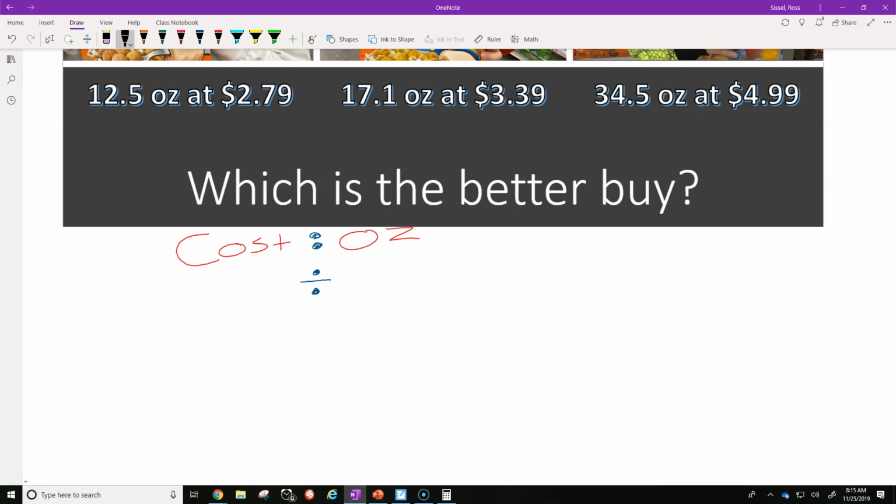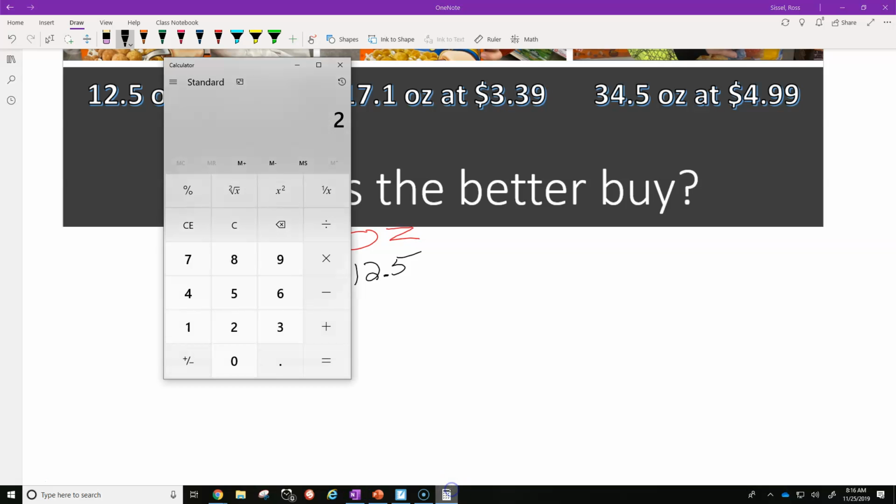$2.79. Okay. So his cost, $2.79. This is why it's so important to listen to what we're asking. Cost per ounce. $2.79 per how many ounces? 12.5. This is my equation now. If we write the ratio out the way they ask us, we have the division problem.